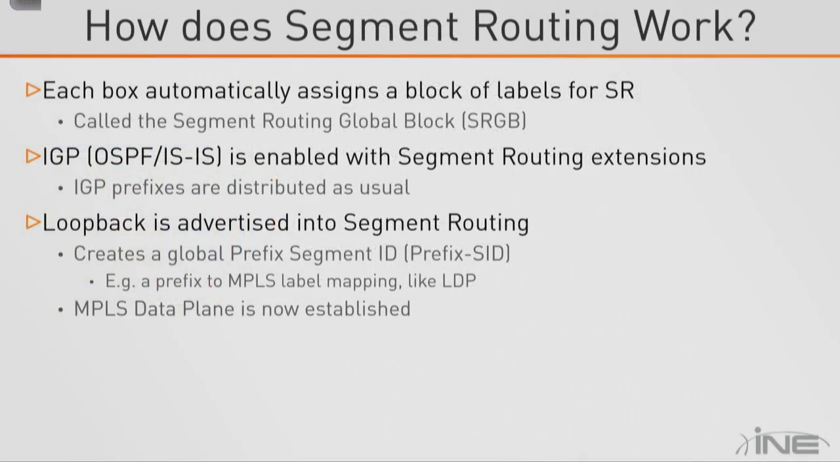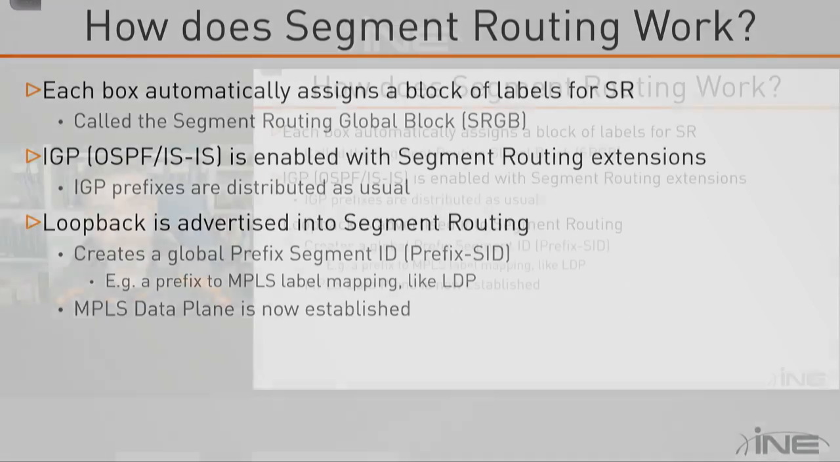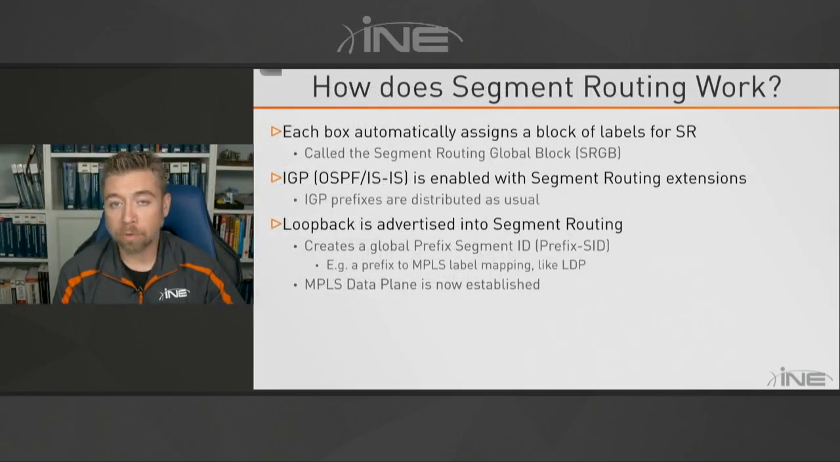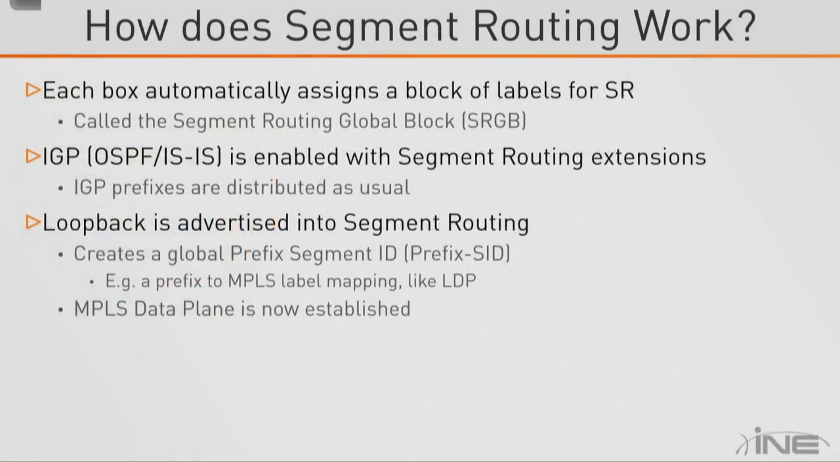Okay, and that's essentially what's happening here, is that we're creating this global prefix segment ID, or what we call the prefix SID. And the prefix SID is basically just an MPLS label mapping, so a prefix to label mapping, just like LDP would create. The only difference is that we don't need LDP to do this anymore. It's going to be a function of OSPF or ISIS directly. So the idea here is to cut down on the load on the control plane and to cut down on the number of potential mistakes, just because we have a less number of protocols, right?